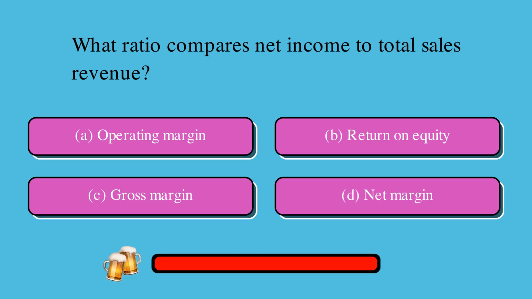What ratio compares net income to total sales revenue? Is it A, operating margin, B, return on equity, C, gross margin, or D, net margin? The correct answer is D, net margin.